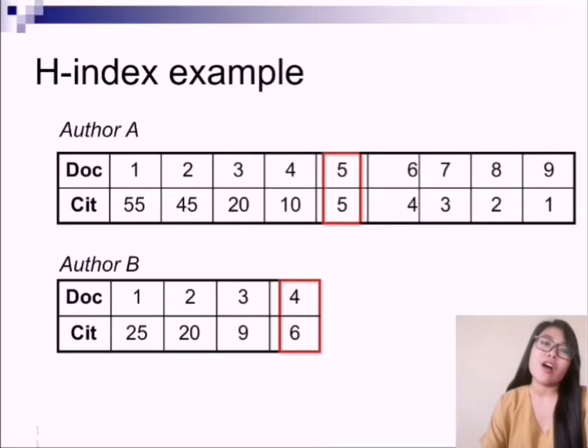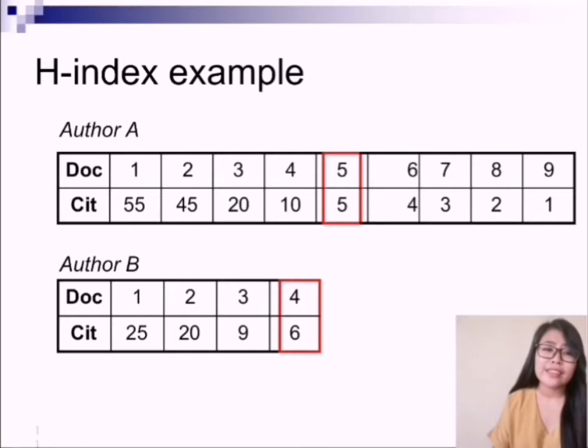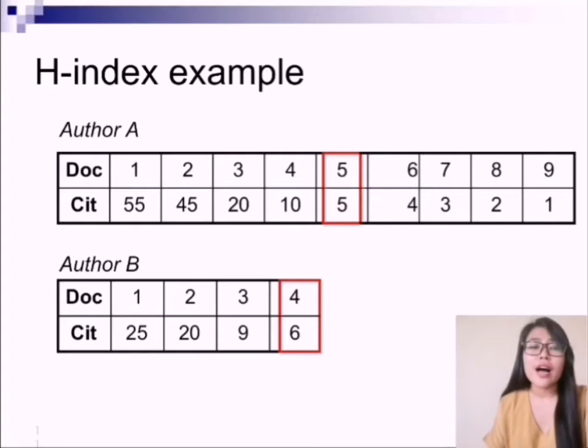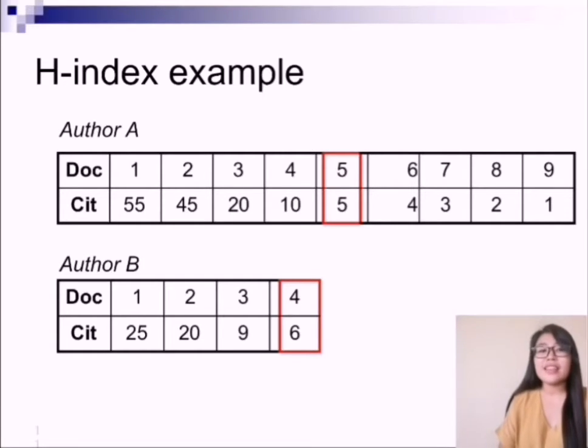Same with author B. Now, let's look at author B. For author B, she has 4 published papers. Looking into its citations, paper 1 received 25 citations, 2, 20, 3, 9, 4, 6. So all of the papers received more citations than their paper number. Therefore, the H-index of this one is 4.